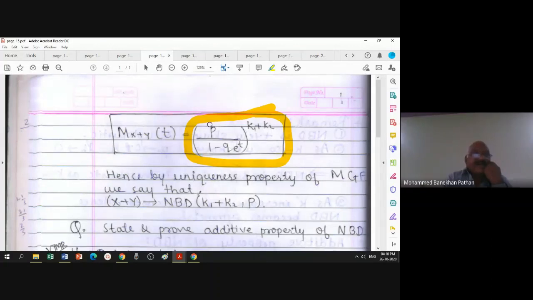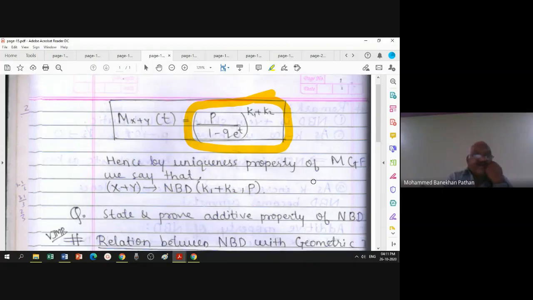And the second parameter remains as it is, that is p. So from this proof, what you understand is, if you have two independent situations, you can amalgamate those situations together and the result will remain in NBD. It does not go outside NBD. And this concept is called the additive property or reproductive property.